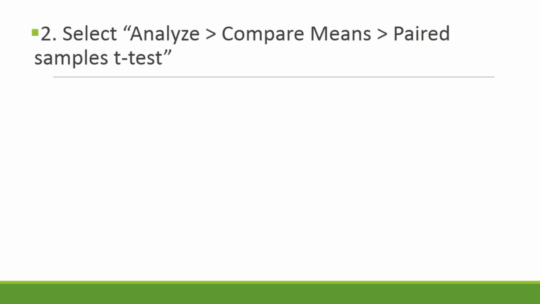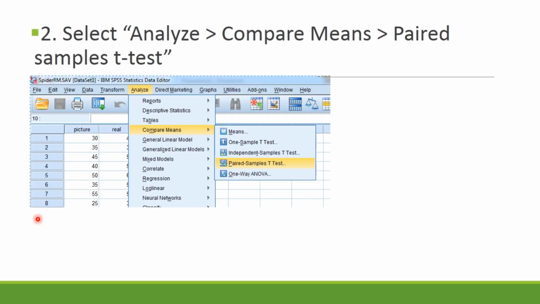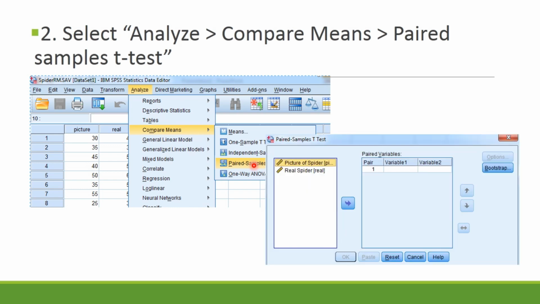That leads us to the second step, which is to select Analyze, and then Compare Means, and then Paired Samples t-test. Well, I'll show you a picture here. So on the top part of your software, you'll see Analyze. You'll just have to click on that, then Compare Means, and then the Paired Samples t-test. Then it would show you a dialog box like this one. Now what should we do with this dialog box?